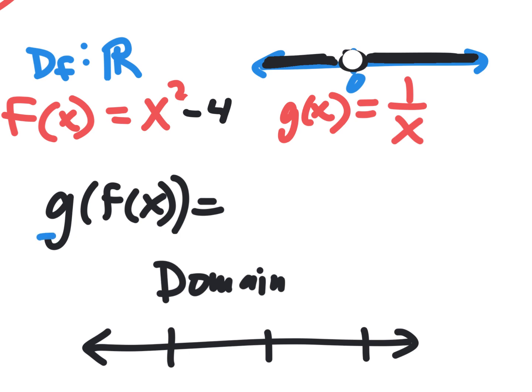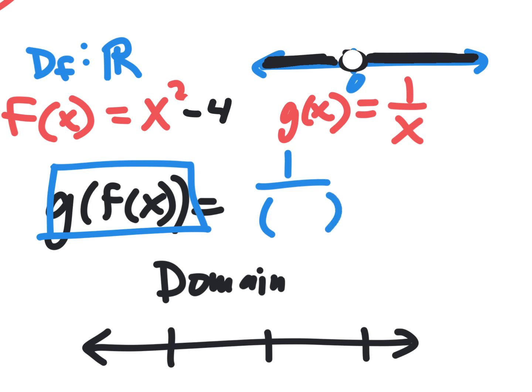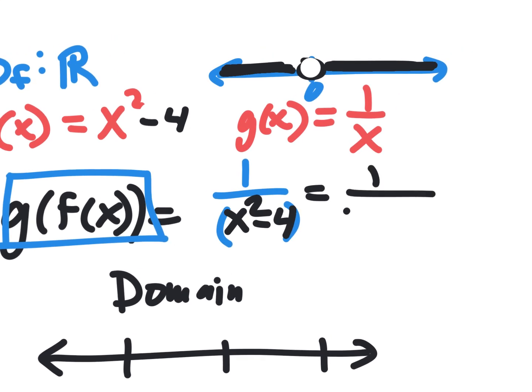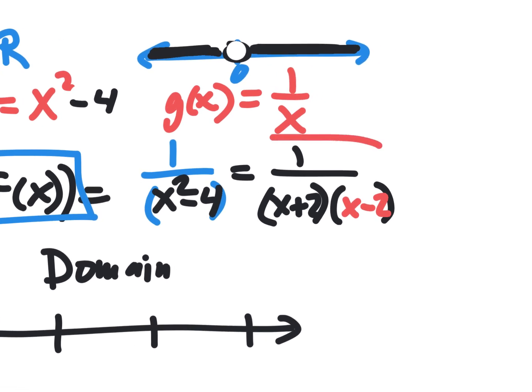Mason, can you tell me what happened when G eats F? Here's the G, you put x squared minus 4 into the parentheses. Yep. Did you remember to factor it? Yeah. Excellent. What did you factor? X plus 2, x minus 2. Good job. Okay, now this is my new function.